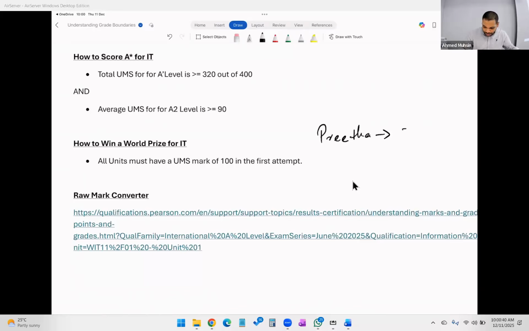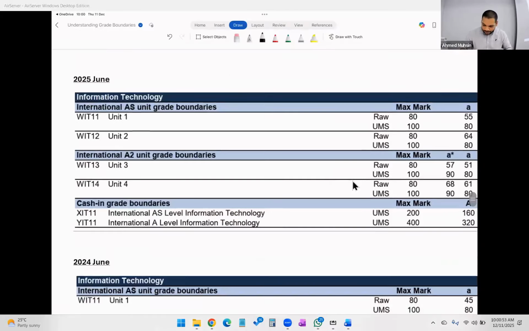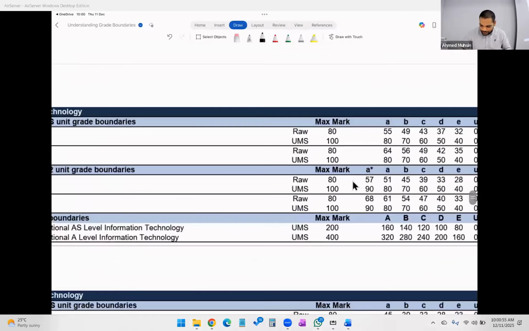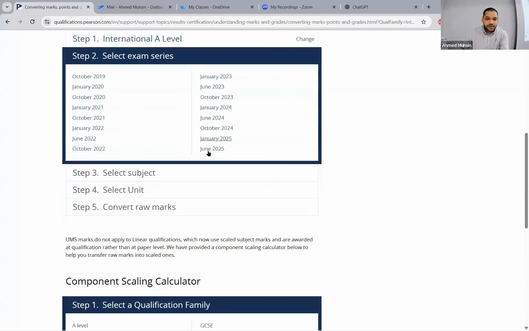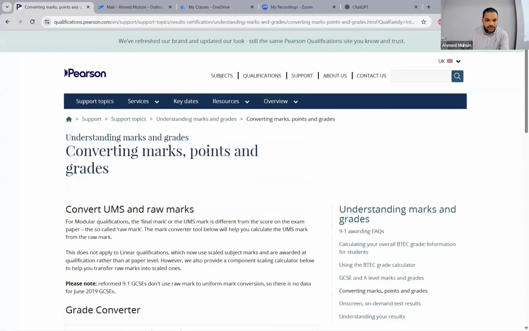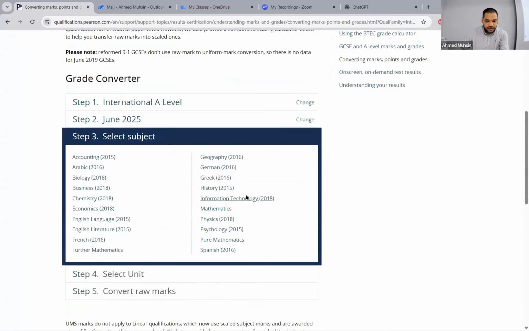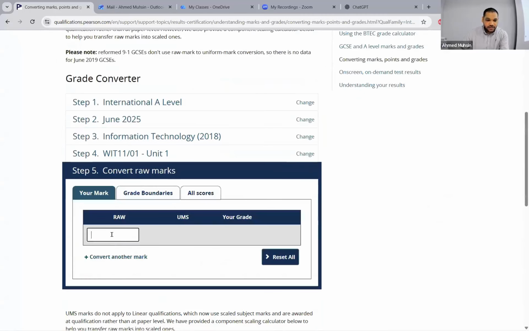You told me 88 in both, right? 88, 88. Unit 1, Unit 2. It was the 2025 paper. Why do the calculations ourselves? So 2025 now, where is it? June 2025, correct? June 2025, IT, Unit 1.